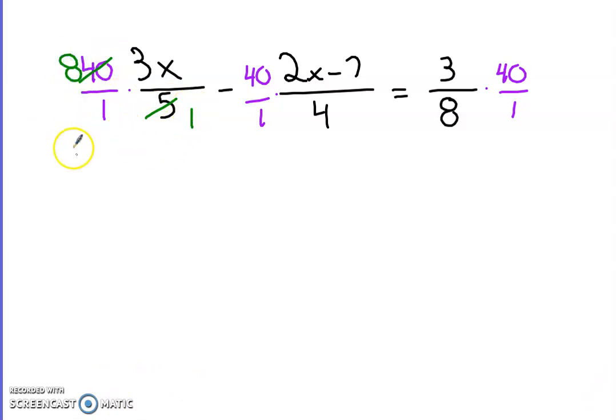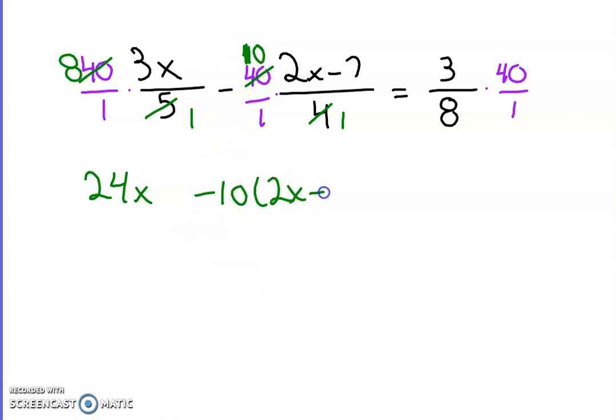1 and 8, that's going to get you 24x. And 4 and 40 reduced to 1 and 10. Oops. Okay. Remember, that's a negative 10. So you got negative 10 times the 2x minus 7 there. And here the 8 and the 40 reduced to 1 and 5, so you get 15. So you've taken the thing from a big ugly thing with fractions in it to something with no denominators, and you can solve from there. Okay, good luck.